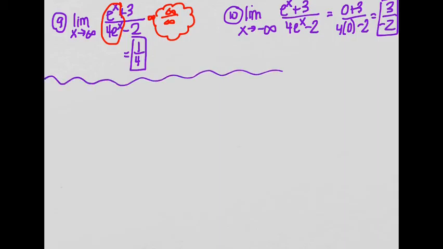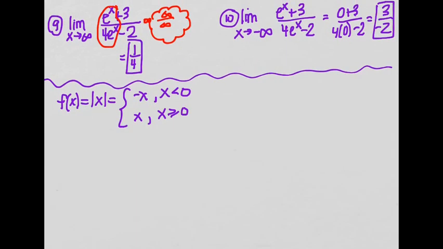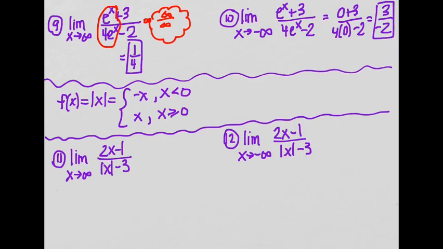Another function that can kind of mess you up when we're talking about positive and negative infinity is absolute value. That's because absolute value is secretly a piecewise function. It's equal to negative x if x is less than 0, and positive x if x is greater than or equal to 0. So for 11 and 12, again, I gave us the same function, but 11 is going to positive infinity, and 12 is going to negative infinity.